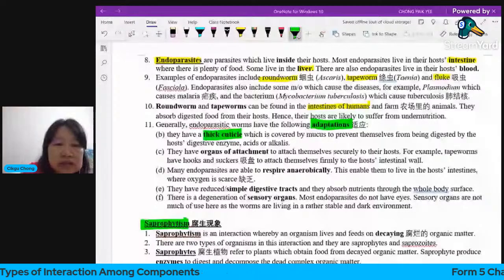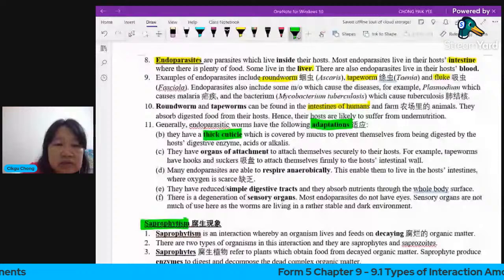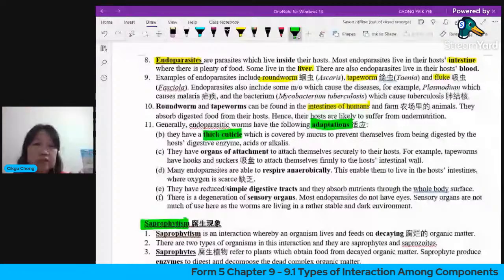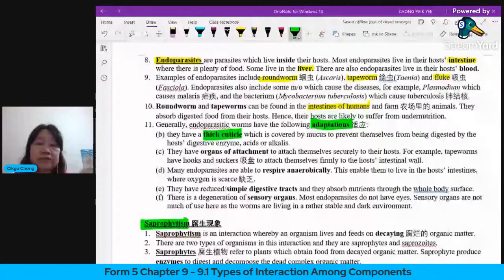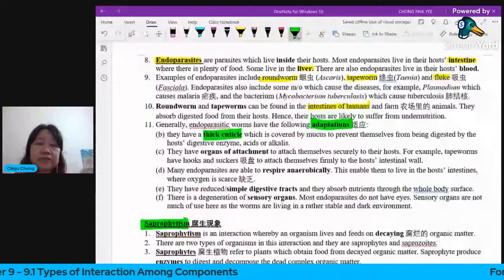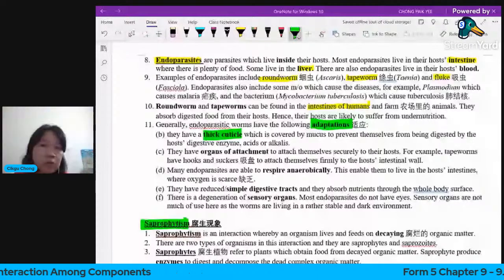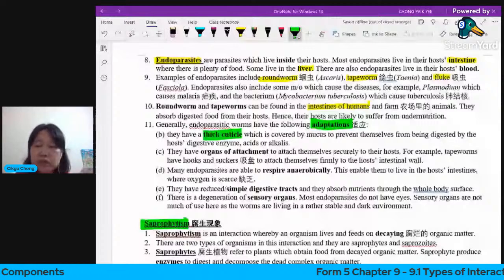Now, next one, they can respire anaerobically. This is a special adaptation. They don't need a lot of oxygen, because inside certain places like intestines, there isn't a lot of oxygen. They are able to thrive very well over there as long as they get the nutrients. Okay, oxygen is scarce, very little oxygen, and they can still do it.